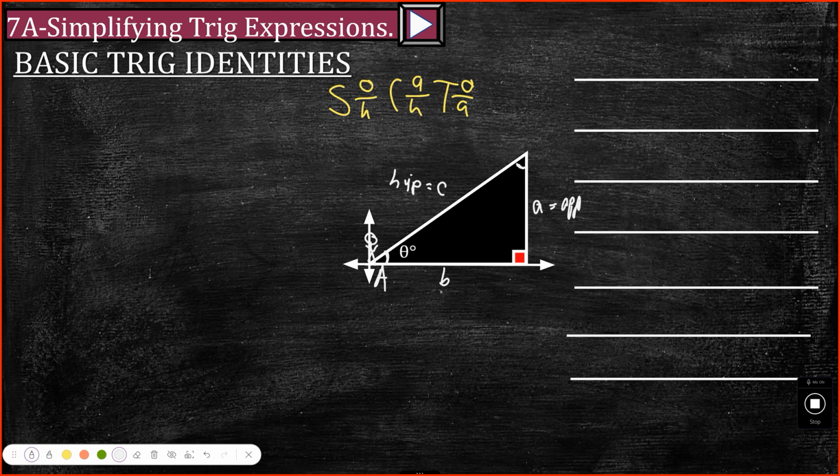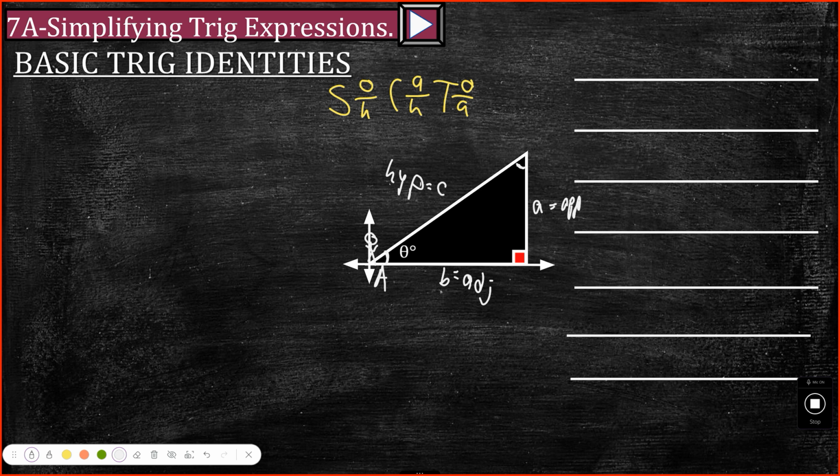This becomes so repetitive. This is called adjacent. Why does this have a little dot on top? Hypotenuse. Well.